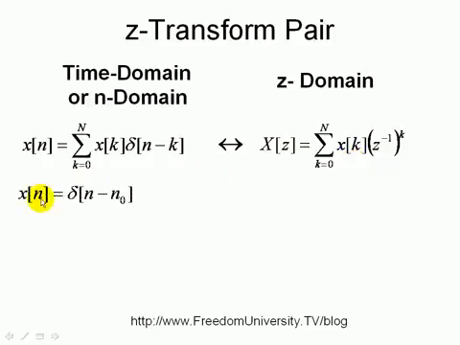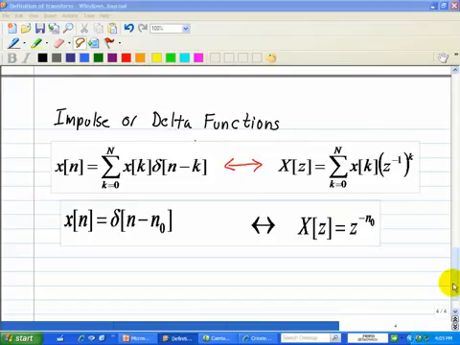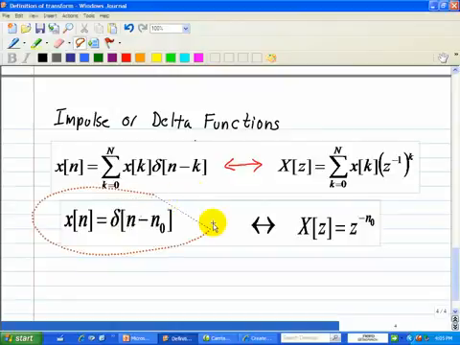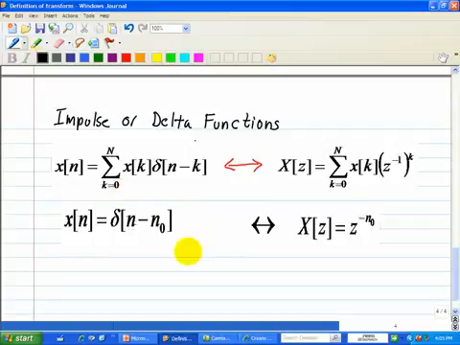Let's say we have just a single impulse that's delayed by n0. Using this definition here and substituting it in here, we simply get X(z) equals z^-n0. Just a quick note on delta functions. Say here that we have this single delta function with a shift.